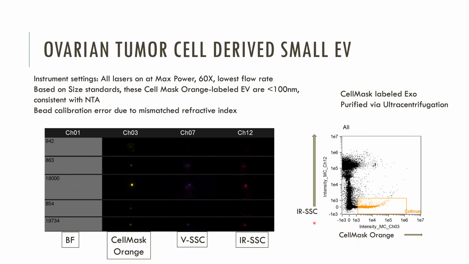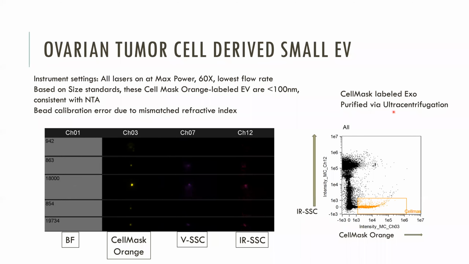When we look at this as a plot, which is how we normally would look at it, this is the intensity of the lipophilic dye versus the side scatter, and you can see that you get a nice population that ends up being the lowest possible side scatter measurement, so below 100 nanometers approximately, and that is bright for this CellMask Orange dye. These that we're going to talk about in this presentation are purified by ultracentrifugation, and there's a lot of things you could do with preparation of exosomes.